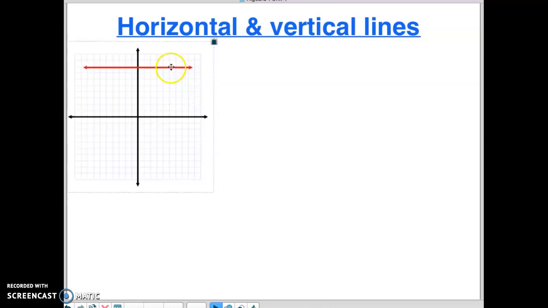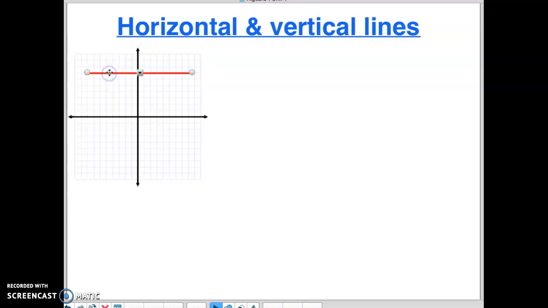Second lesson, what is the equation of this line? Notice how this crosses the y-axis at the number 2. Because it crosses the y-axis at 2, it's y equals 2. What if it crossed the y-axis at -4? 1, 2, 3, 4. Then it's y equals -4. Wherever it crosses, if it has a slope of 0, that's the equation of the line. So 1, 2, 3, 4, 5, 6, 7, it crosses at y equals 7, so it's y equals 7.